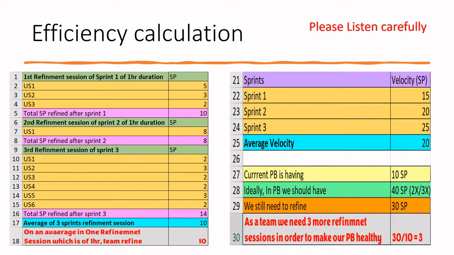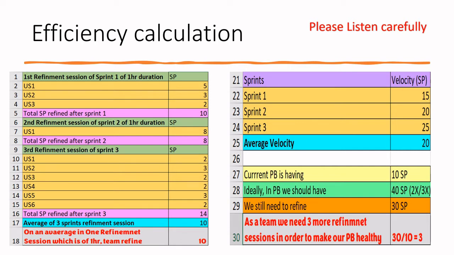Out of that session, we could refine three user stories. That means the story points are like 5, 3, 2. After that 1 hour session, we refined almost 10 story points. So the total story points refined after sprint 1 is 10.